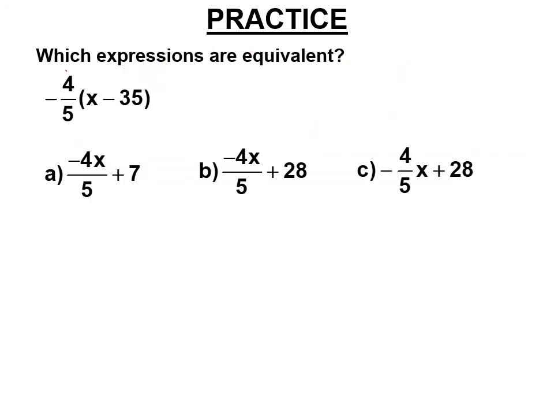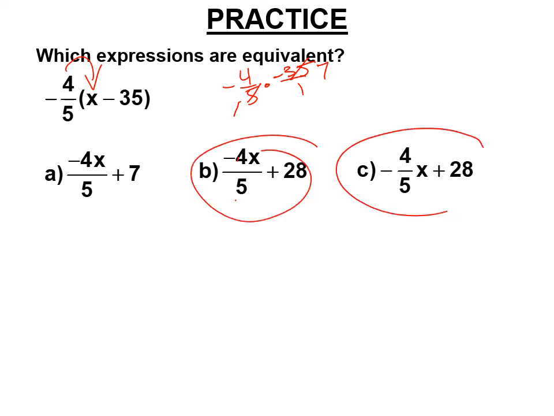All right, so we're multiplying by negative 4/5 x. All right, everyone seems to have done that correctly, right? The x is not in the denominator anywhere. So then we have negative 4/5 times negative 35, and that becomes positive 7. Negative 4 times positive 28. Which expressions are equivalent? Both of these. This time it was that part that was wrong, right? That should be positive 28.